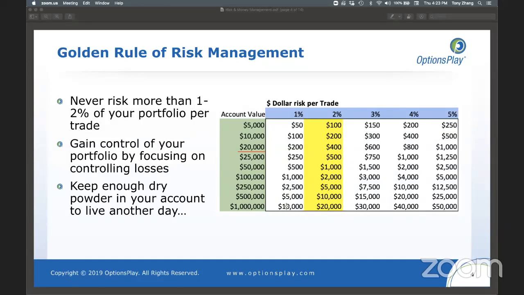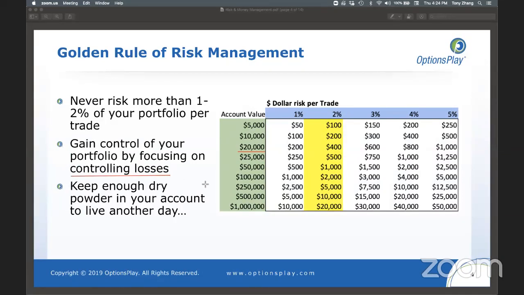So keep that in mind. First, you want to start off by looking at how much I actually have to play with, and what is 1 to 2% of that amount, because that's going to help you decide how much you are going to apply to each individual trade. And the goal here is to really gain control of your portfolio by focusing on controlling your losses.